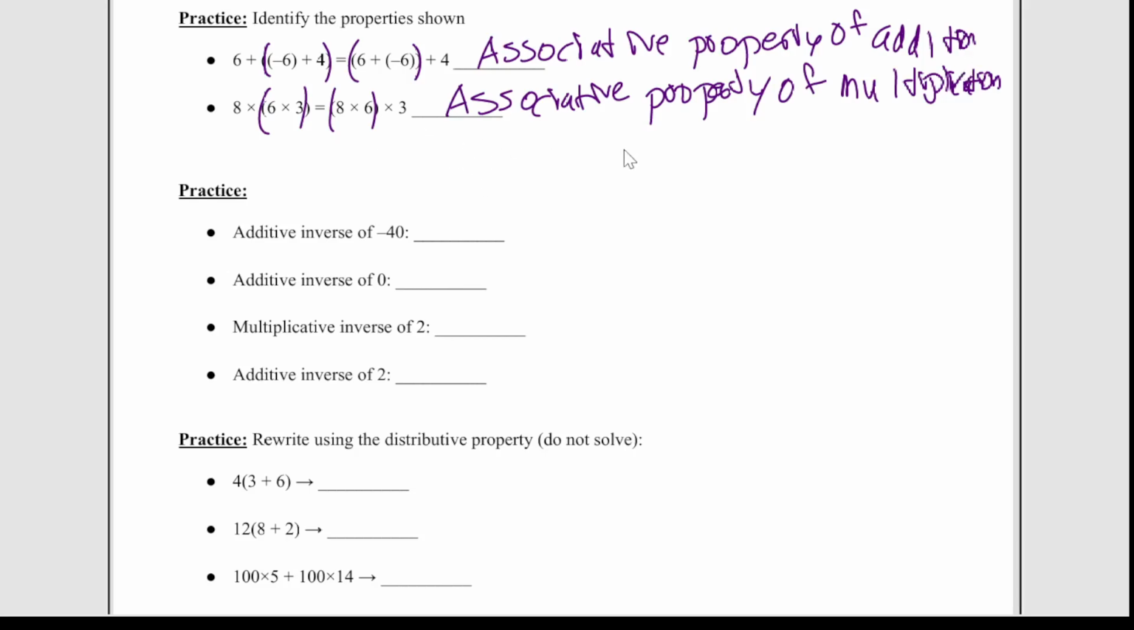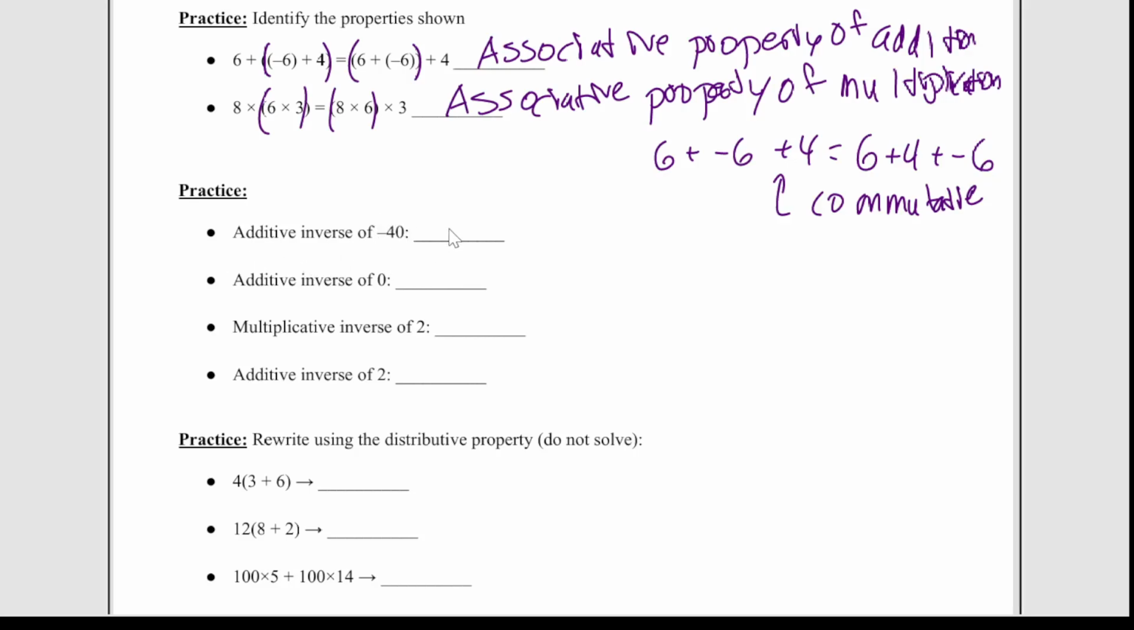How would these, let's say I had 6 plus negative 6 plus 4. How would I use the commutative property for that instead? Well, commutative property would be changing the order, so I might change that to something like 6 plus 4 plus negative 6 instead. That would be the commutative property, because it changes the order; it physically moves the numbers around.